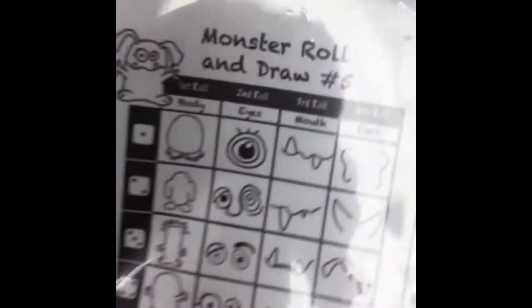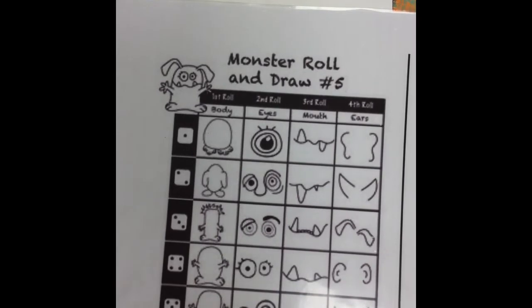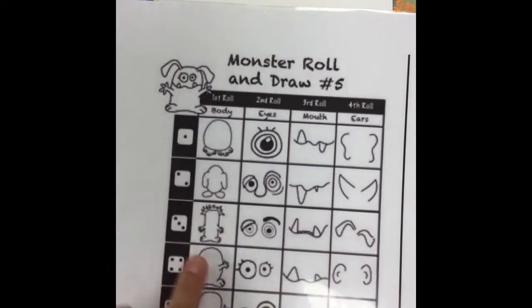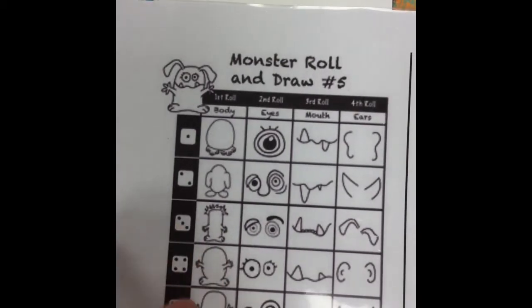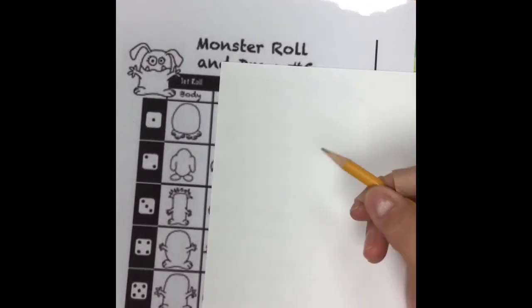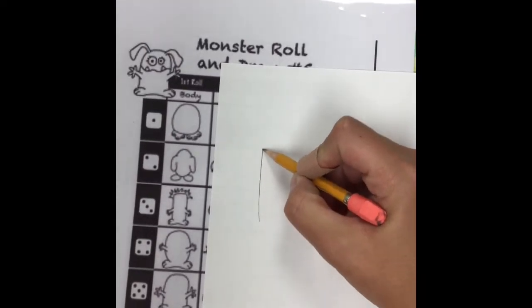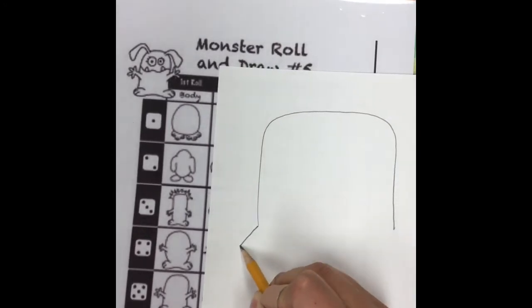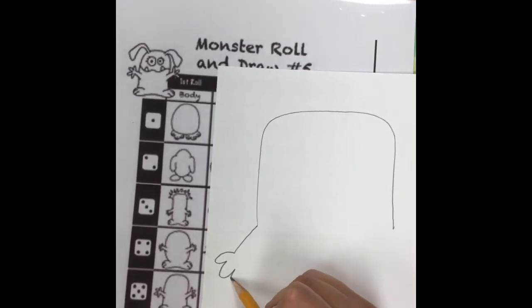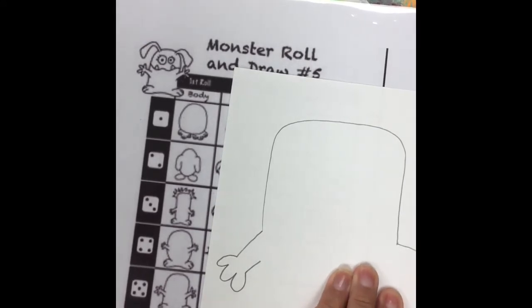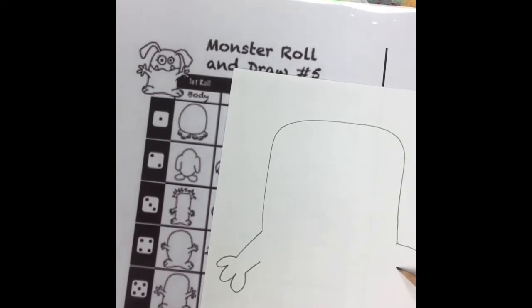Okay, first thing I'm going to do is draw my wild thing's body. So I'm ready for that. I'm going to roll my dice. I rolled a 3. So I'm going to use this as my wild thing's body. I have a nice big space like that. And he has arms. And when I draw my fingers, those could be the pieces that are a little tricky to cut out. So I'm going to make them kind of big so I can cut them out.